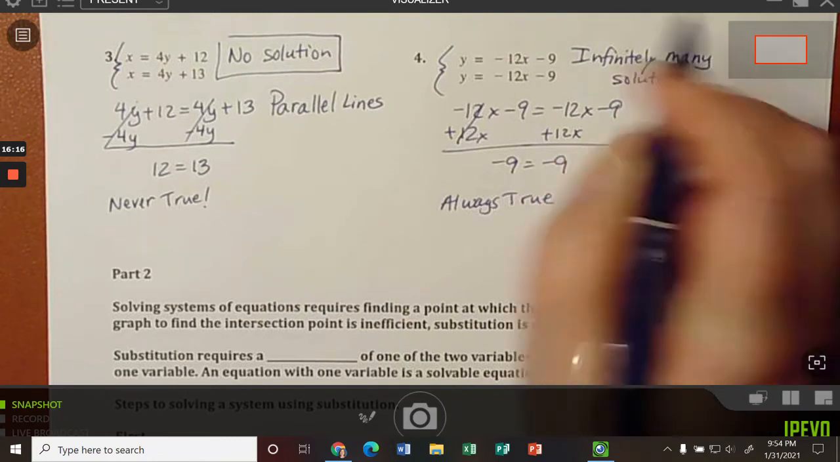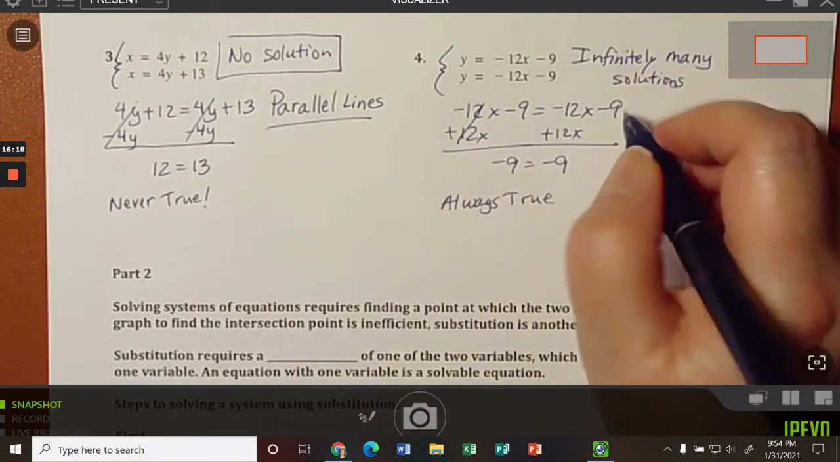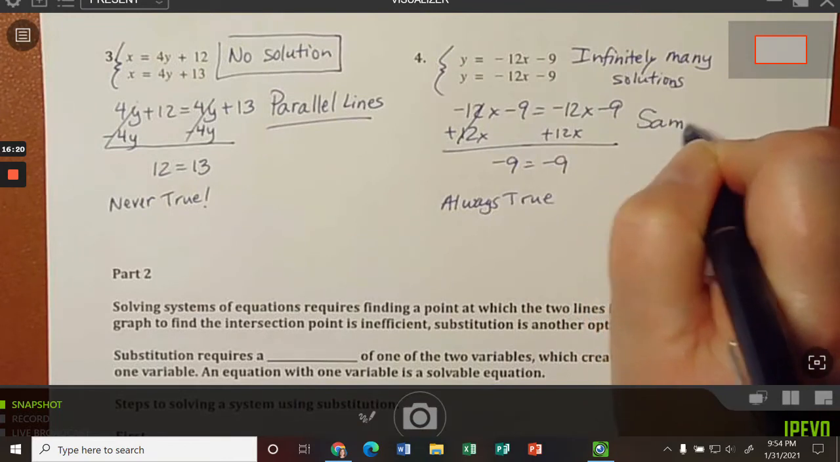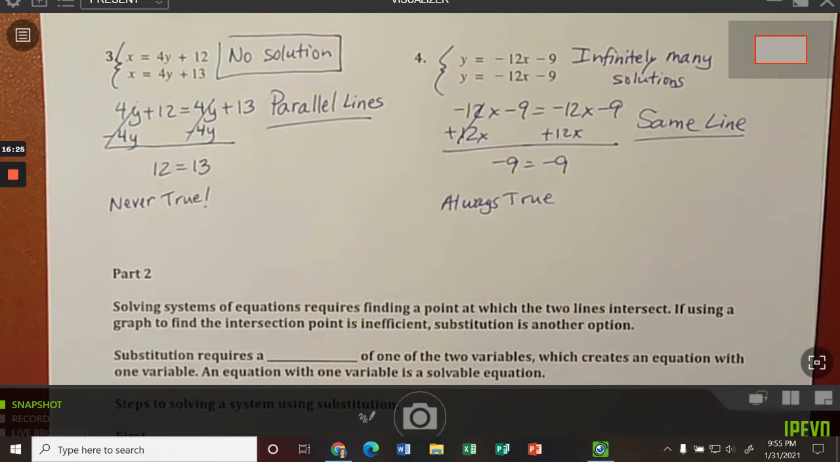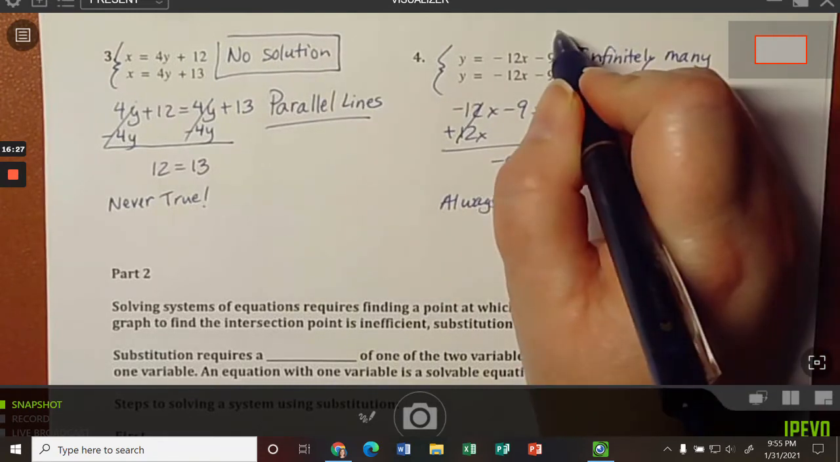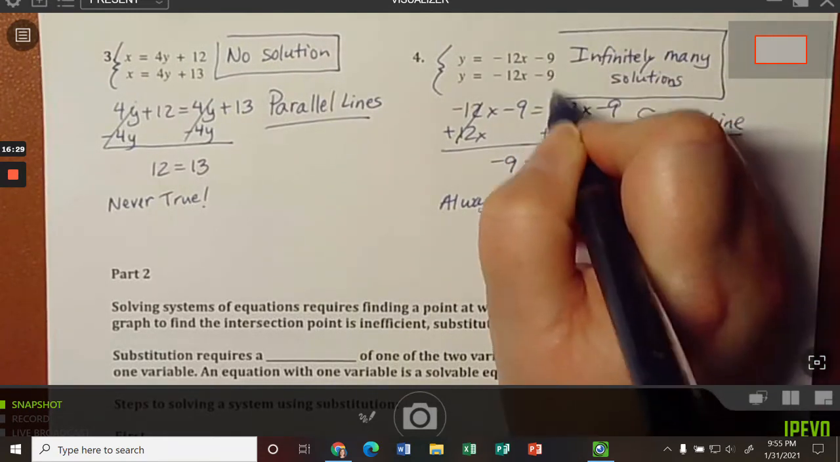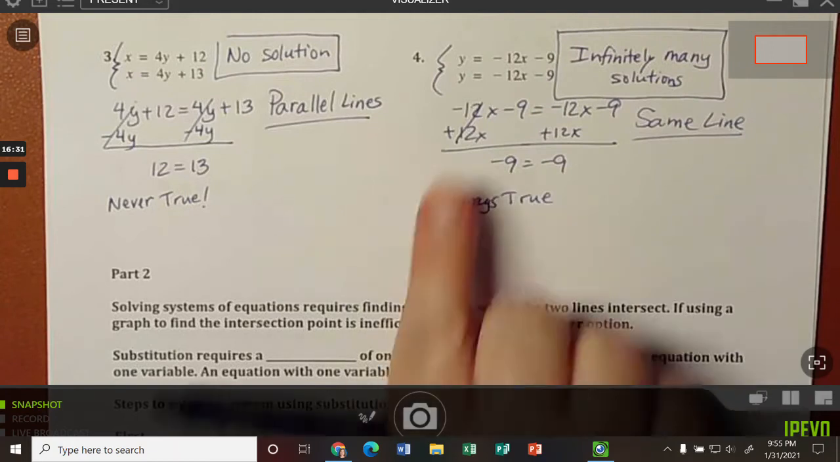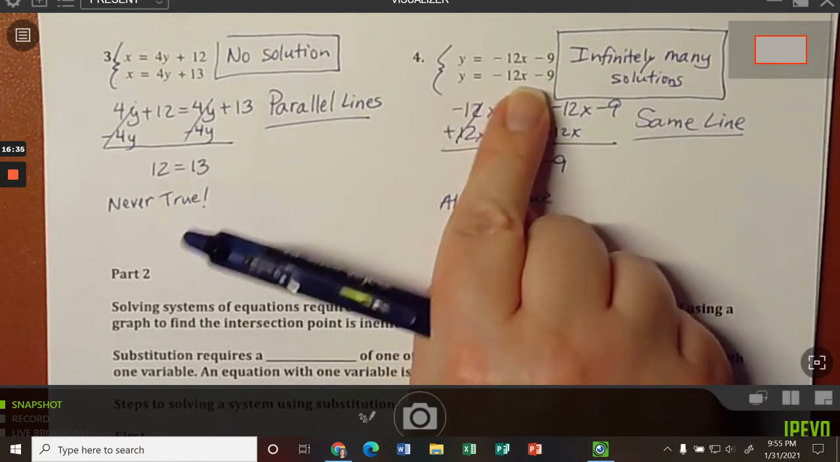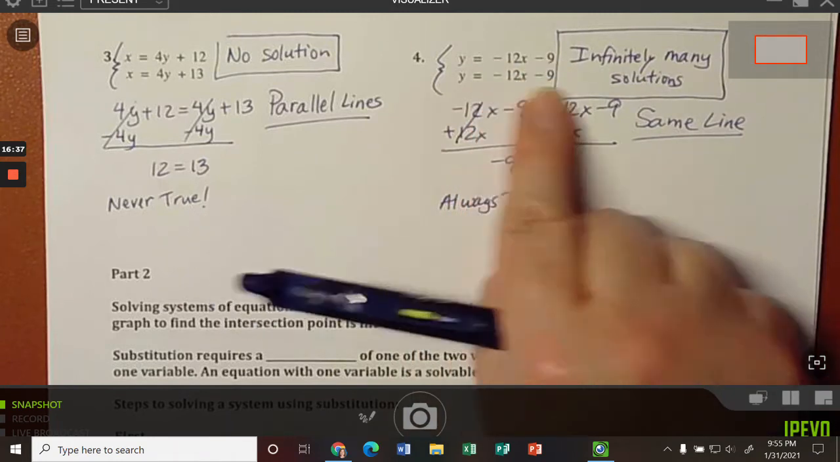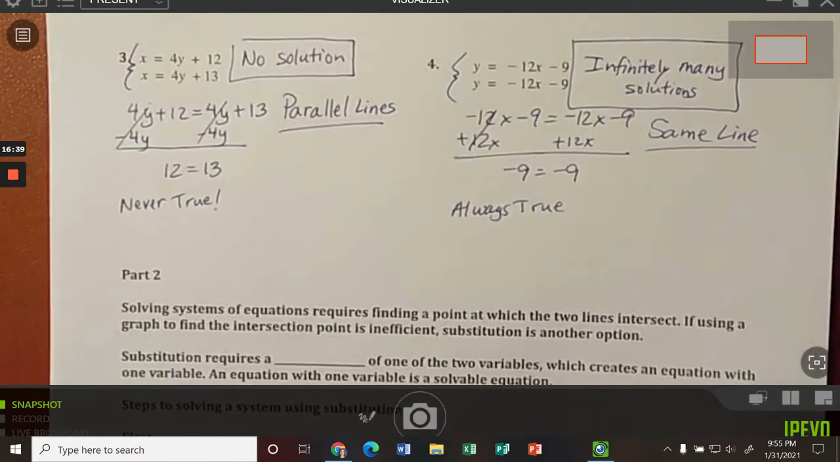Okay, and this is the special case where we have the same line. Okay, so these two lines are equivalent to one another. Okay, so our solution, though, is infinitely many solutions. So every single point on this line intersects with every single point on that line, because they are the same line.